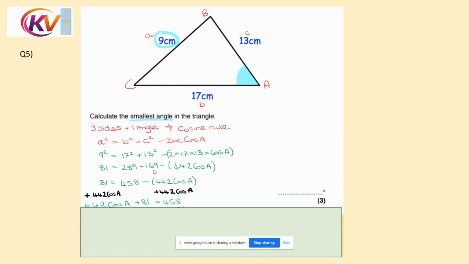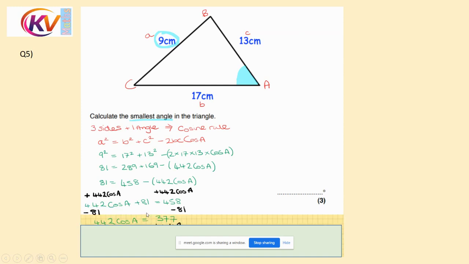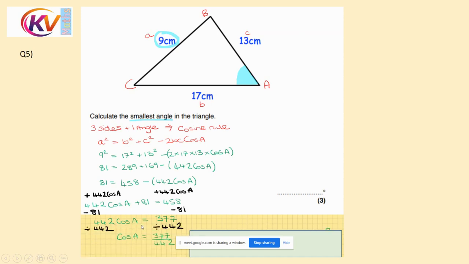I'm then trying to get the cos A on its own still. So the thing least related to that is the plus 81. So I'm going to get rid of that one by subtracting 81 from both sides. And that will end up giving me 442 cos A equals 377. And again, I'm still trying to get the cos A on its own. So at the moment, I've got 442 times cos A. So I'm going to divide by the 442. And that will give me cos A is equal to 377 over 442.